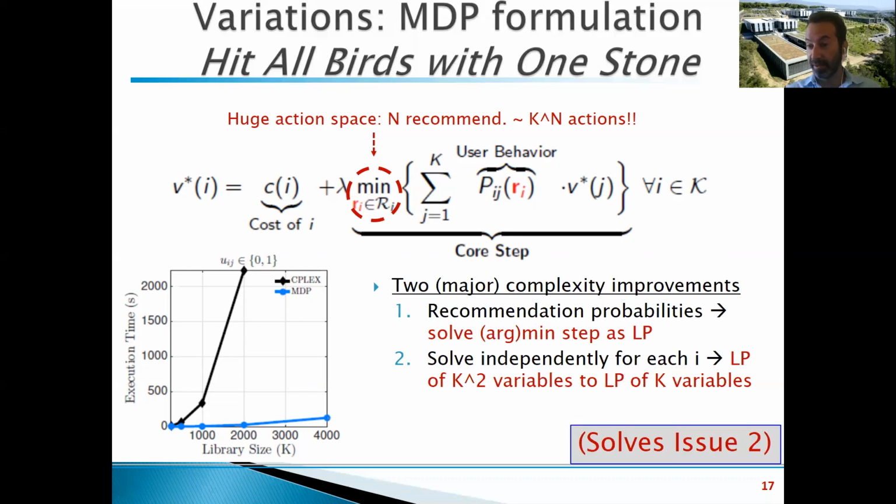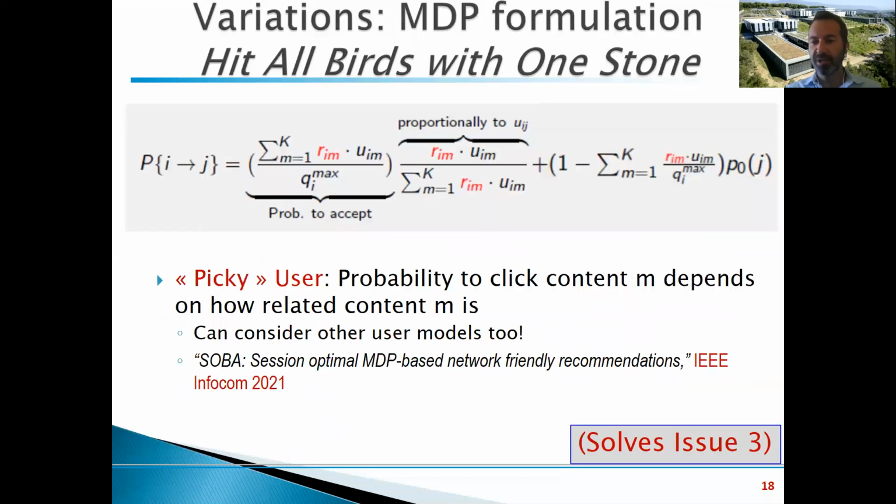Okay, so this solves issue 2. And issue 3, if you remember, was the user model and how realistic it is. I'm not going to go into the details of this. You can go to the paper, but at a high level, in addition to the previous user that we were able to model with a convex optimization framework, here we can model a bunch of other interesting users and also find the optimal solution for them, which we couldn't with the previous framework.